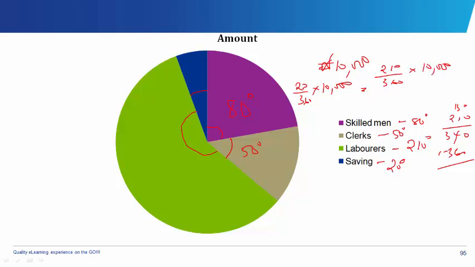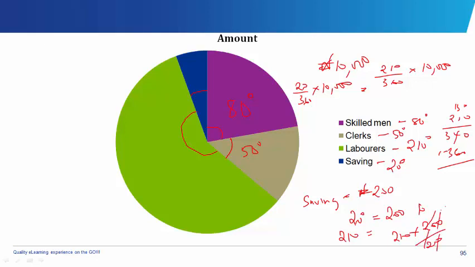Or let's say we don't know the total amount. We only know that savings is 200 naira. So we can say if 20 degrees is 200 naira, therefore laborers, that is 210 degrees, should be what? If more, let's multiply. So it will be 210 times 200 all over 20. So when we solve, we'll have the total amount as 2,100 naira. So this is the principle of pie charts.